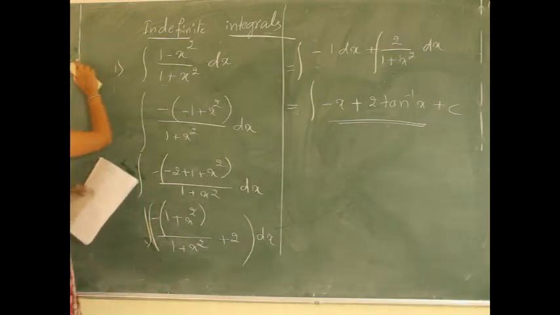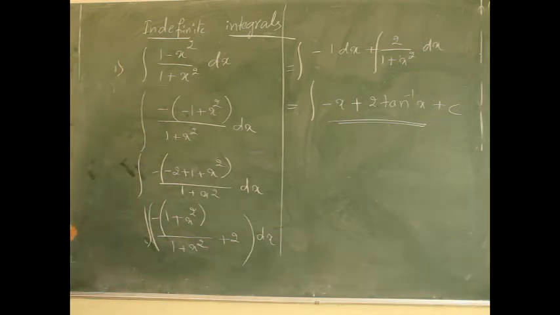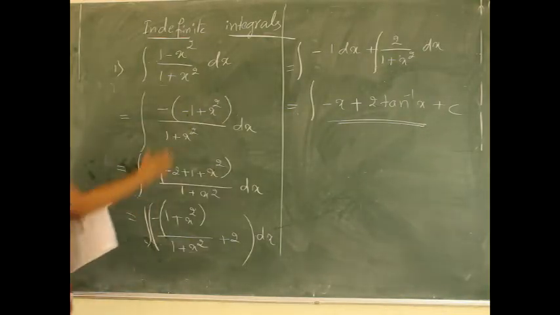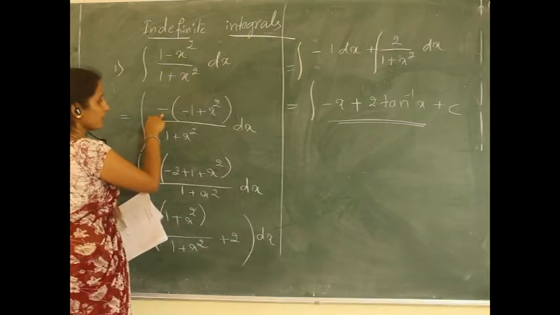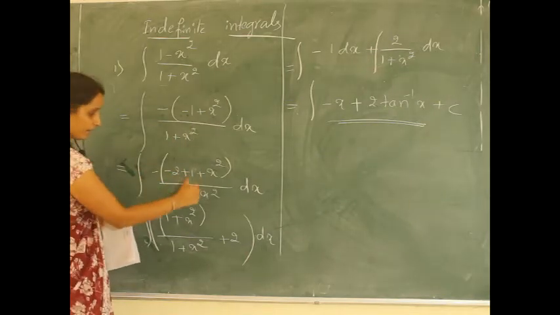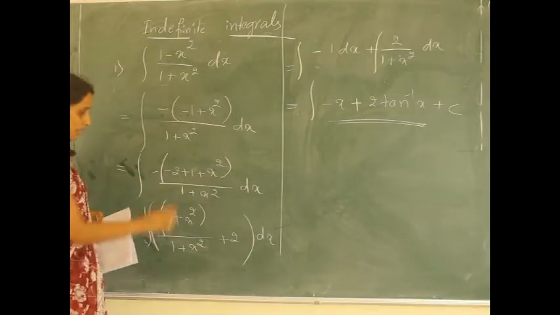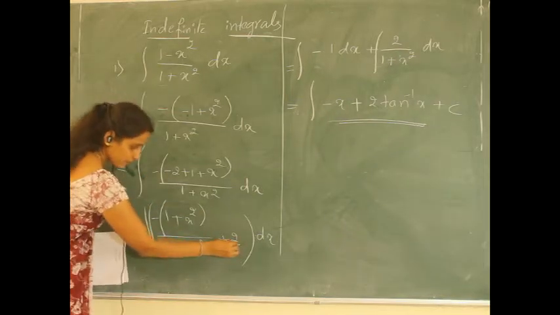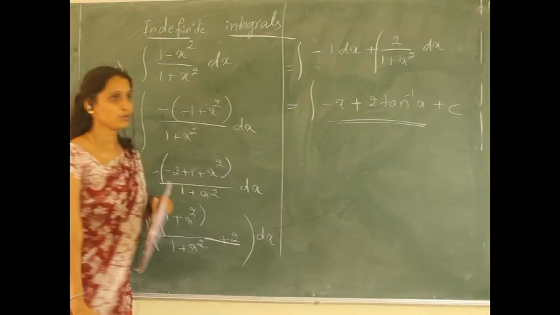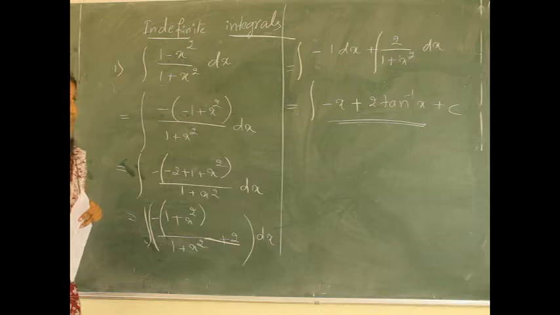For the second question, you can go through these steps carefully. First you take the minus sign outside and simplify. Then you write minus 1 as minus 2 plus 1 plus x square, together. Then split, and you will get minus 1 dx plus integral of 2 by 1 plus x square dx. The integral of this will be minus x plus 2 tan inverse x plus c, that is option D.